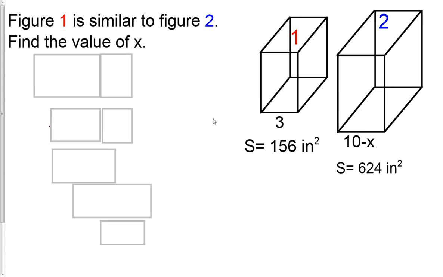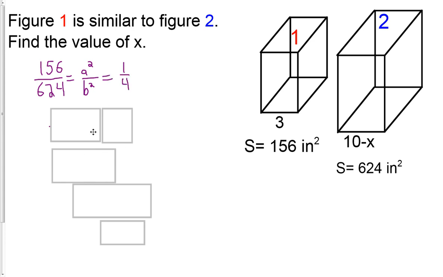Two more questions, and we've got figure 1 is similar to figure 2. Find the value of x. Surface area of this unit is 156. The surface area of unit 2 is 624. So 156 over 624 is A squared to B squared. That simplifies to 1/4. And now when we square root, we're going to get square root of 1 over square root of 4. For our side ratios, it's 1 to 2 because these are sides.